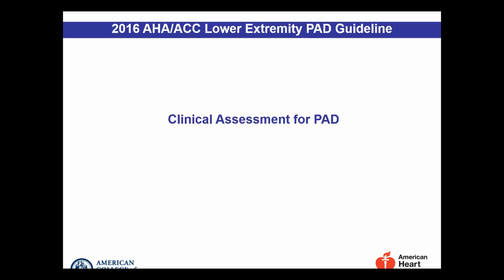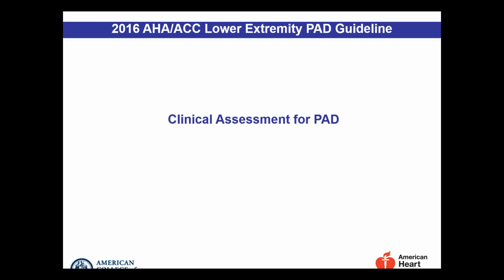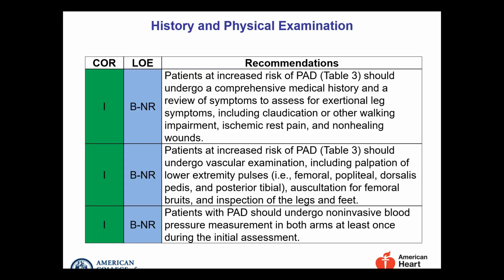All right, so we're going to go on. So we're going to talk about assessment for peripheral arterial disease. You're going to see a lot of abbreviations, so I'll try to remember to say what they are. Diagnostic testing, screening, medical therapy, exercise, as well as a couple other things. All right, so let's go to history and physical exam. A lot of these are going to look like this, but I want to show you this because it's really important the way we screen and what the evidence is out there.